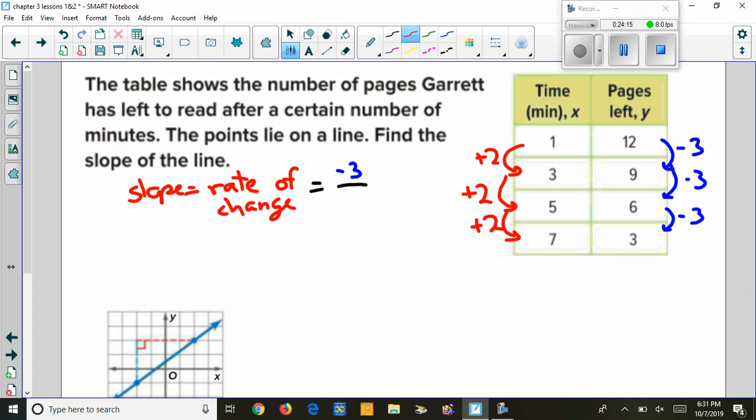So my slope, or rate of change, is -3 over 2. And something I want to note is that since we're talking about this fraction as kind of a single number, when I have a negative on top of a positive number, it just makes the entire fraction negative.